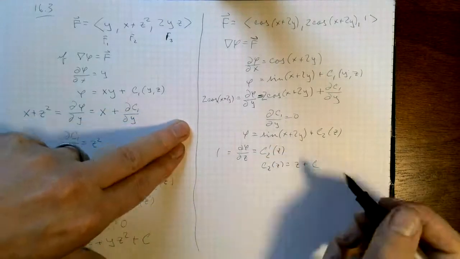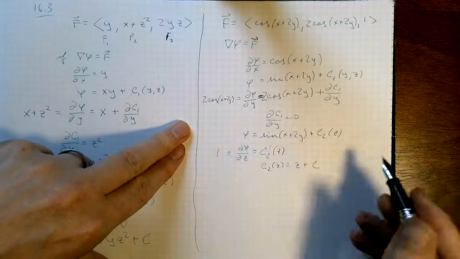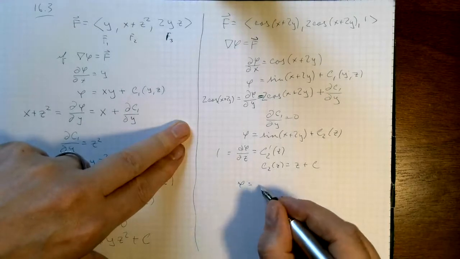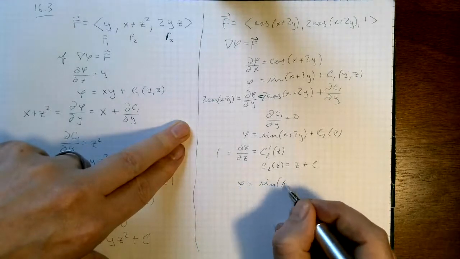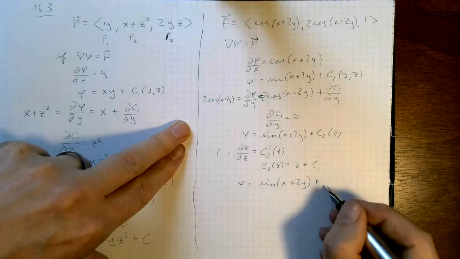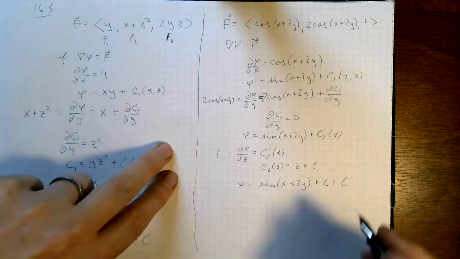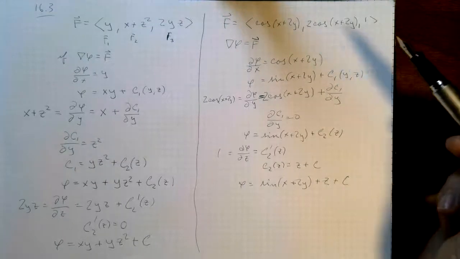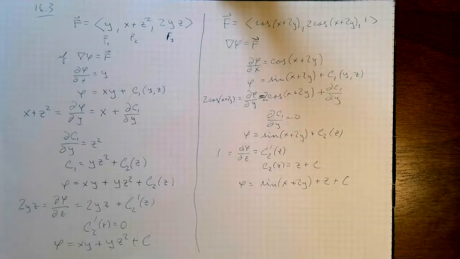So therefore, the whole thing worked. There is a phi, and phi is sine of x plus 2y plus z plus c. And again, if I'm looking just for any potential function, then I don't really need to include the c in the end. But that's the way it works. And if you had n dimensions, it would still be the same.